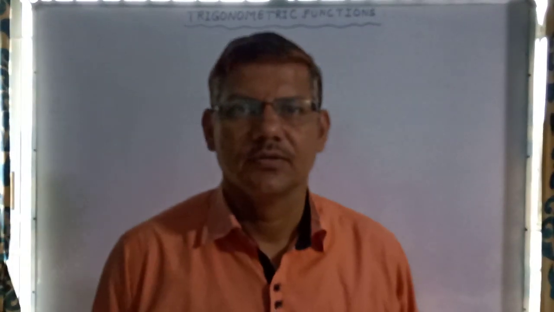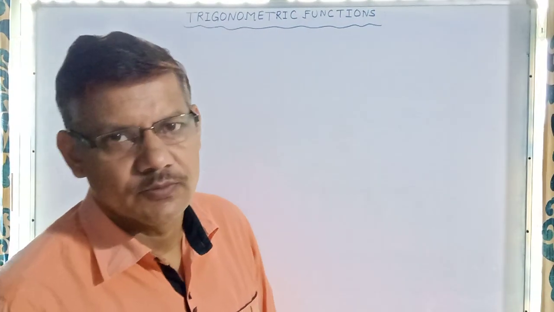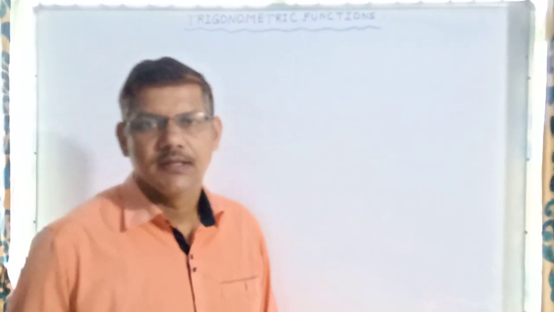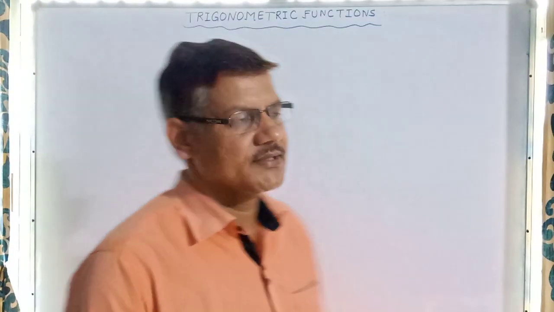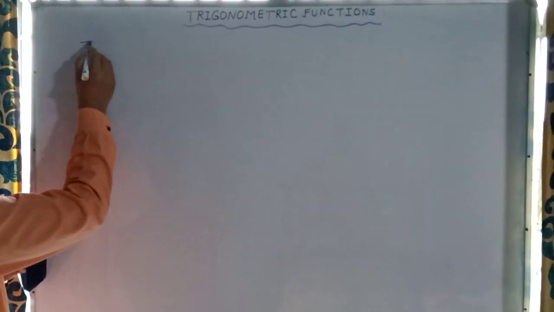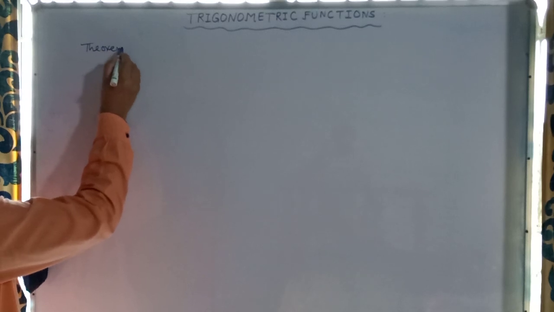Good morning. Today we are going to prove some theorems, and using the proof of those theorems we are able to get the relation between degree and radian. So let's start from theorem number 1. Theorem 1.